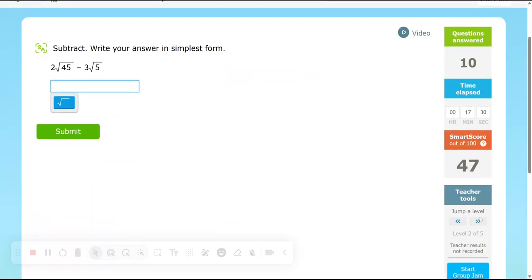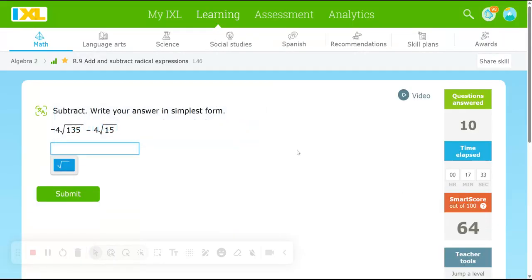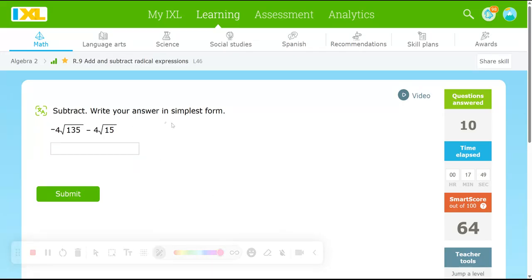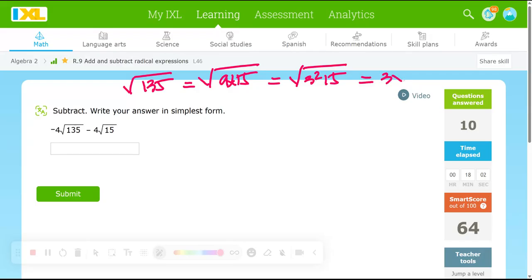Here we go. Let's do the higher level. Okay, level 3. The number is a little big, but not a big deal. I can see 15. 135 has something to do with 15. It becomes 9 times 15. Square root of 135, that's 9 times 15. 9 is 3 squared. So now I can take out the number 3.